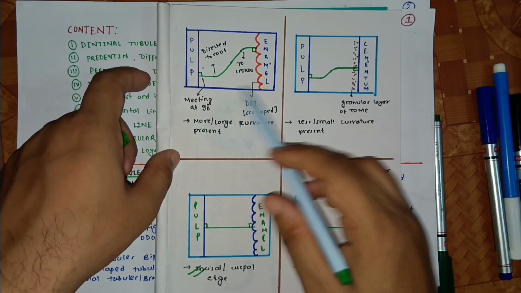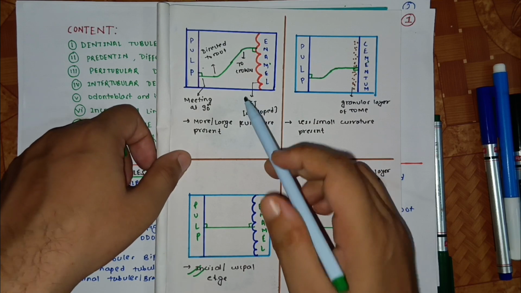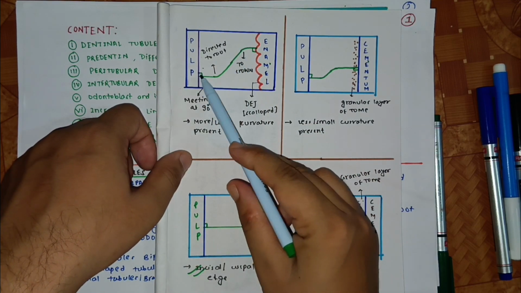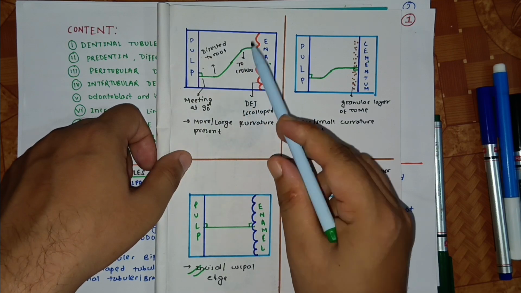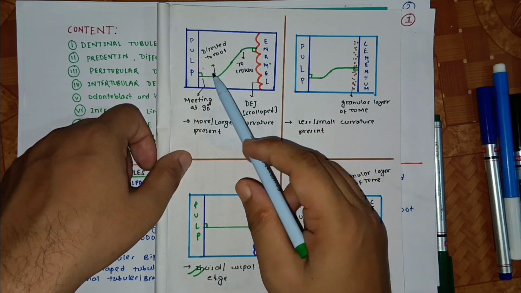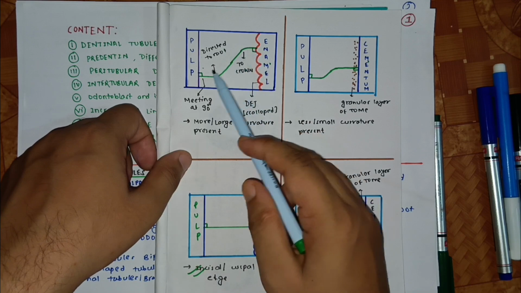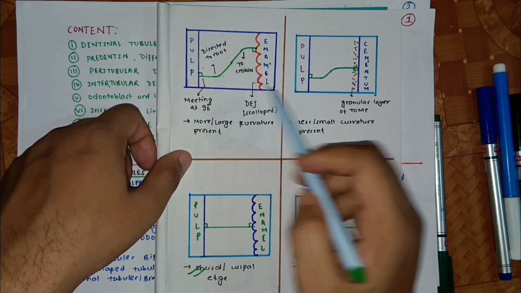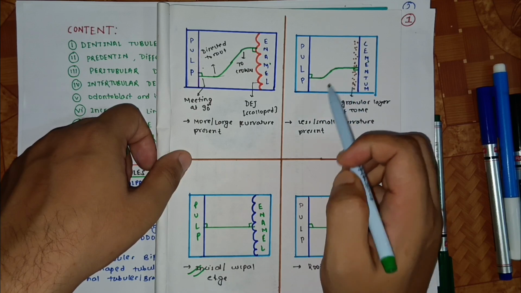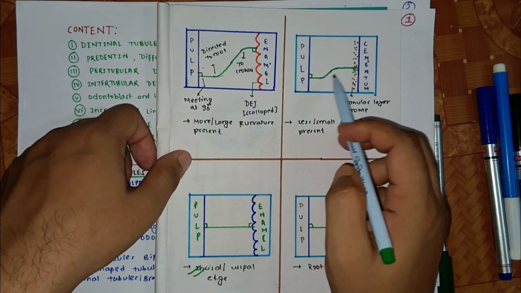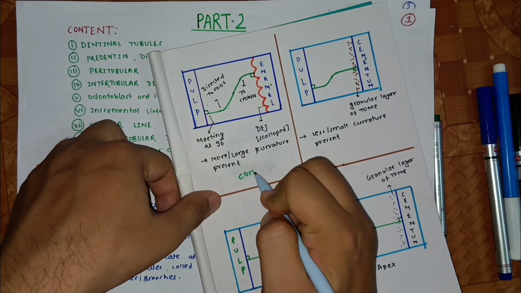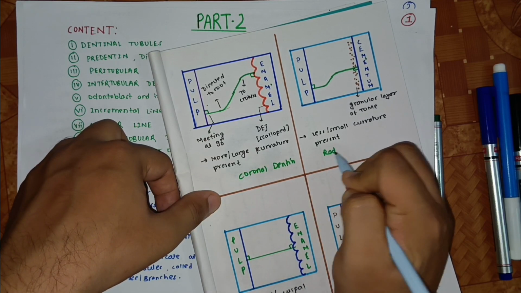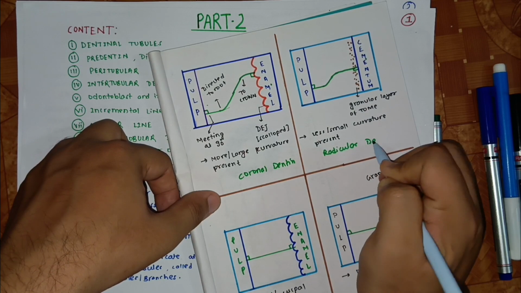In the first picture, what is happening is that the dentinal tubules present in the dentin run from the pulpal side towards the enamel side. The significance of drawing the dentinal tubule with this curvature is in the root portion, the radicular dentin. So this is coronal dentin, and this is radicular dentin.